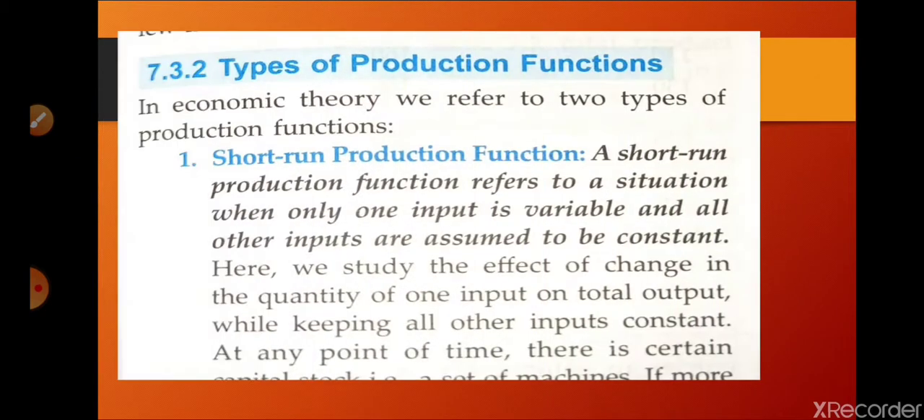Now we are going to discuss types of production function. Production functions are of two types: short run production function and long run production function. So let us go for the statement. A short run production function refers to the situation when only one input is variable and all the other inputs are assumed to be constant.